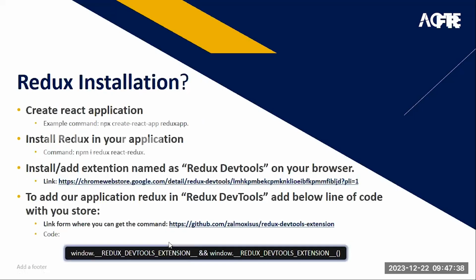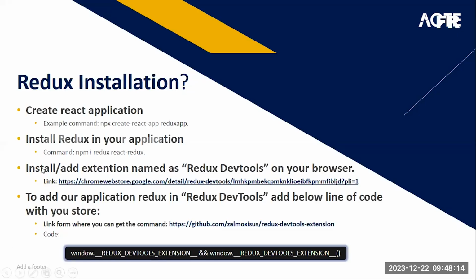Now, how can we install Redux? First create your React application with the command npx create-react-app and your app name. After that, install Redux in your application with the command npm i redux react-redux. So both libraries are going to be installed in your application: one is Redux, another is React-Redux.